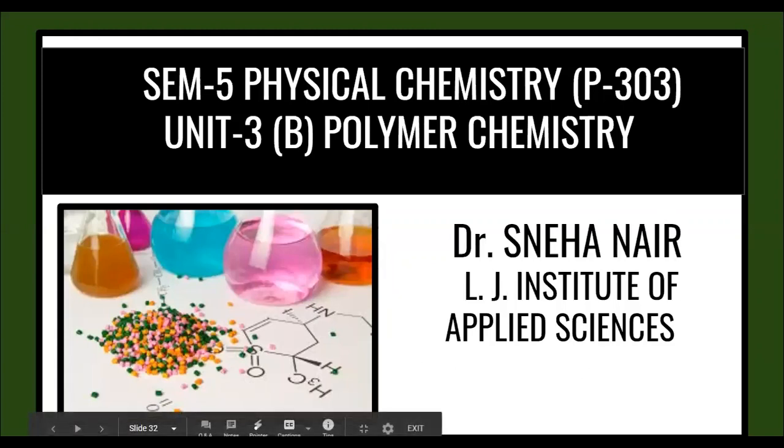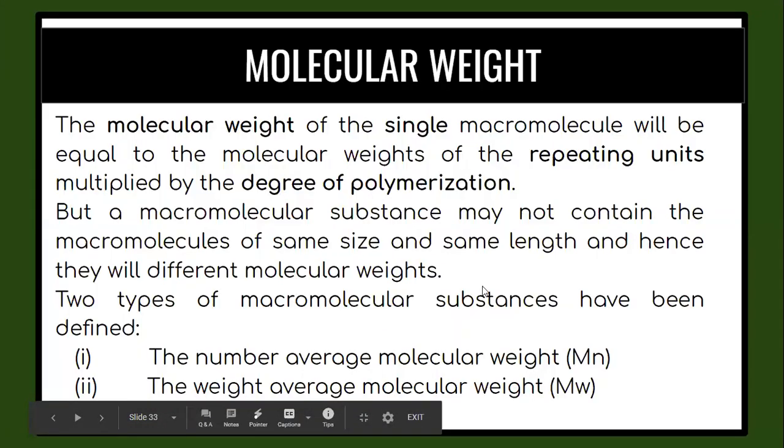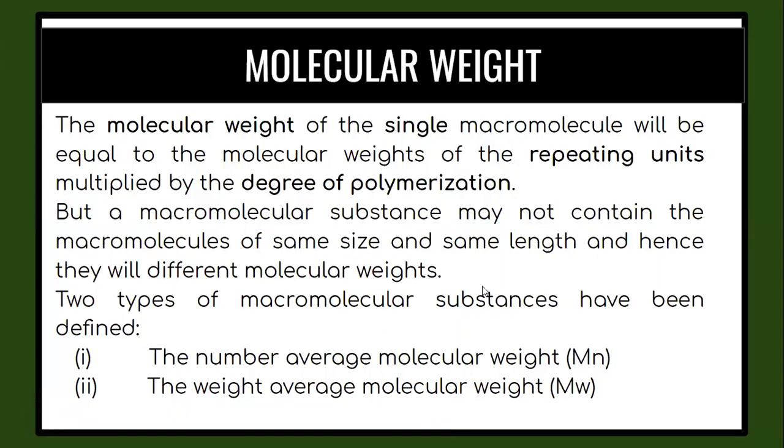Now, in this coming video, we'll be studying the molecular weight determination techniques. Now, the very important part. You might have a question in your mind: why is there a need to identify the molecular weight of a polymer compound? The very important reason is that the molecular weight of a single macromolecule will be equal to the molecular weight of the repeating unit multiplied by the number of times that unit is repeated. That is also called the degree of polymerization.